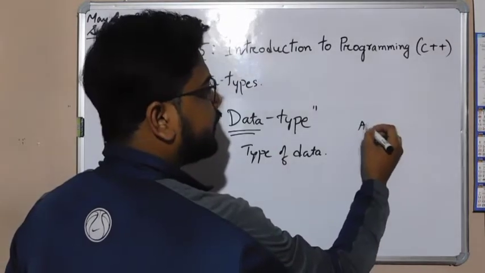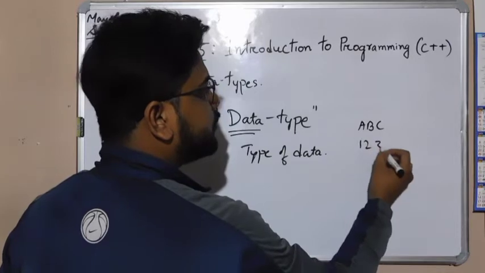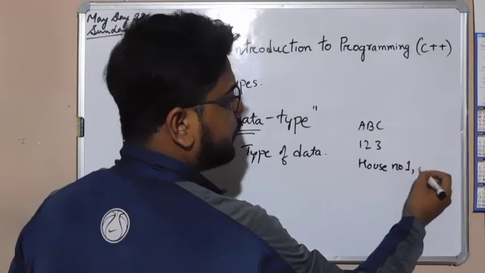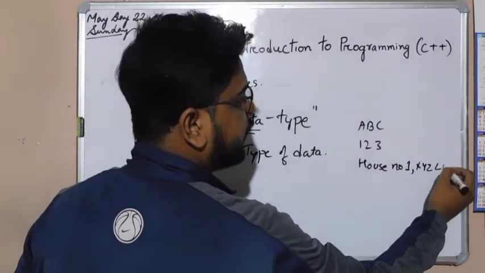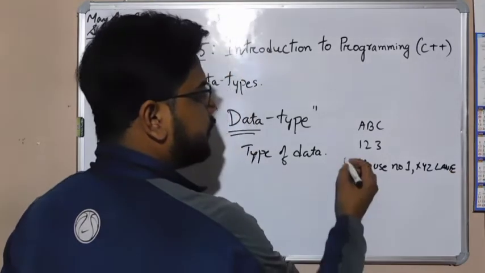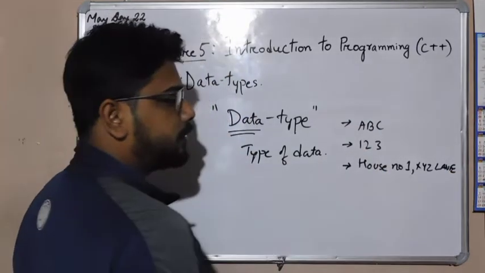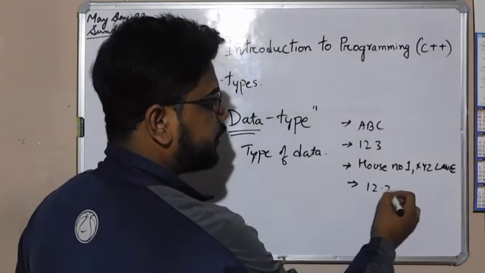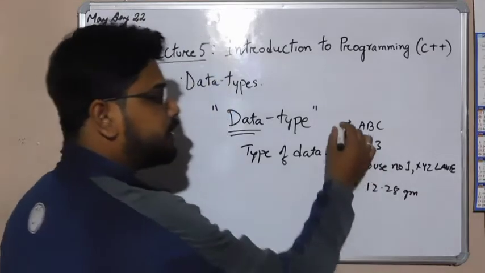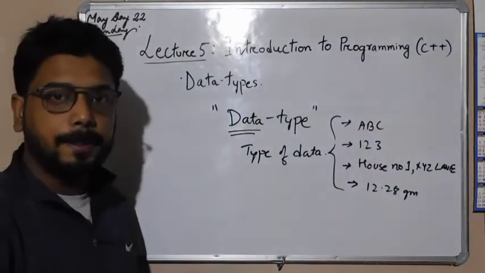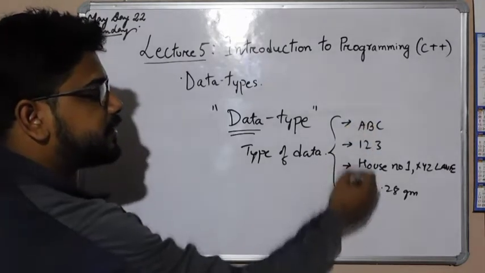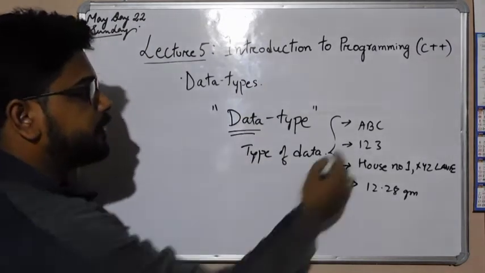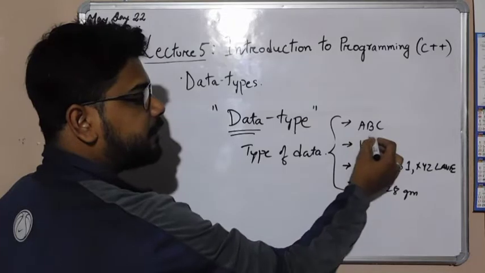Let's say ABC, or maybe 1, 2, 3, or maybe suppose house number 1, XYZ lane. Okay, so all these are different kinds of data. Right? For example, one more example, let's say 12.28 gram. So these all are different kinds of data, right? So in C++, to represent these different kinds of data, what type of data it is, we use certain data types.